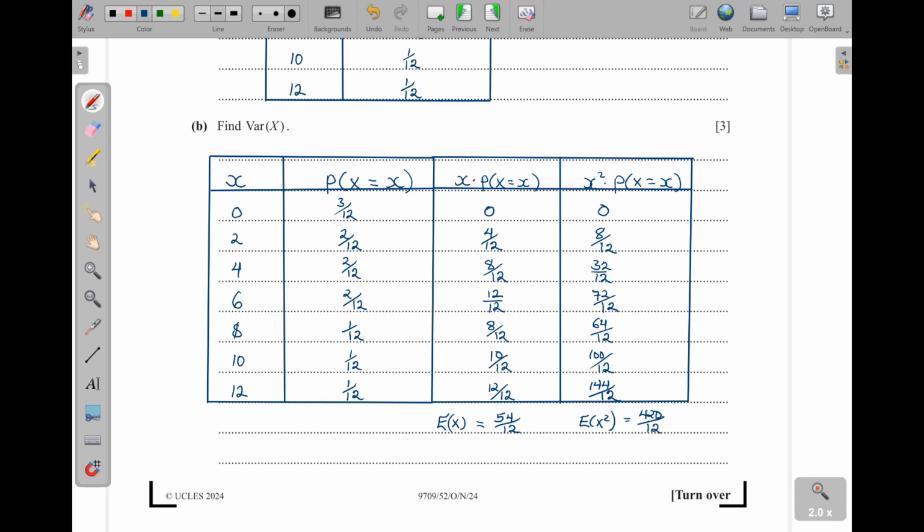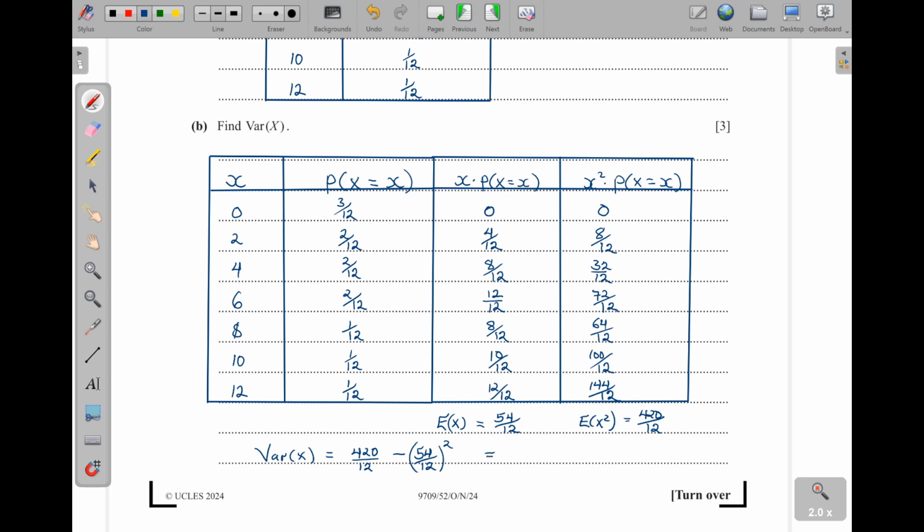So for us to get the variance, it is equal to 420 divided by the 12, then subtract 54 over 12, but squared. It's the difference between the squared means. So we have E of X squared, then minus E of X, then squared.